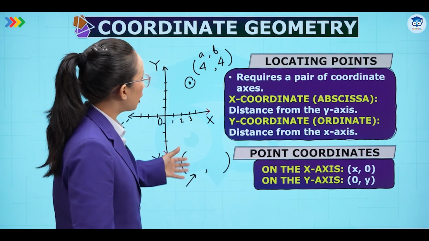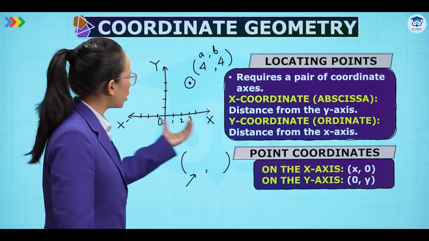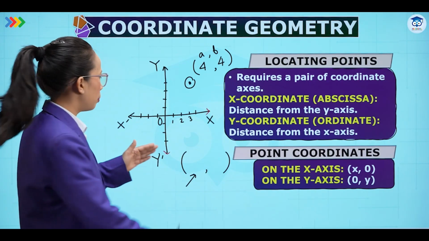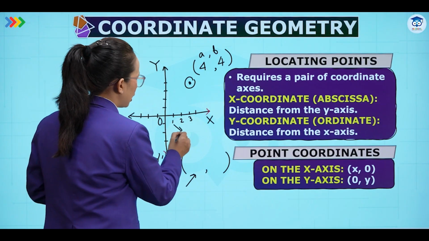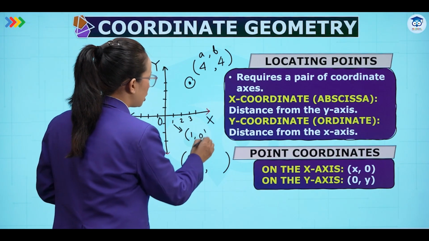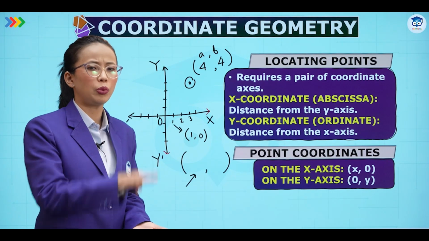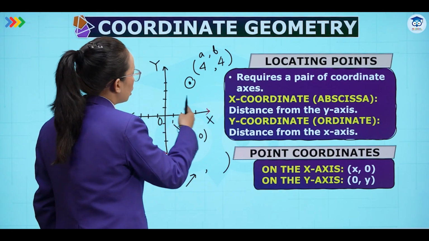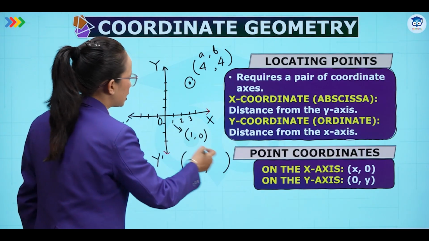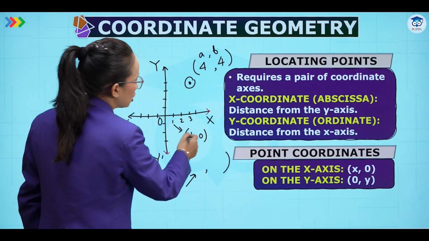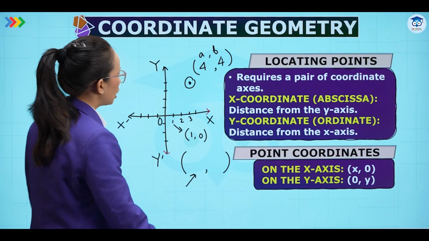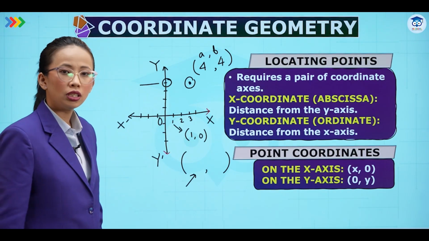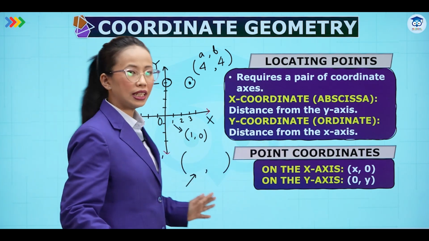All the points on the x-axis have y equal to 0. Suppose you take 1, you can write it as (1, 0). It means we are not moving anywhere up or down, but we have moved one step towards the right side, along the x-axis, so it is positive 1. And when we look at any point on the y-axis, we are not moving left or right.